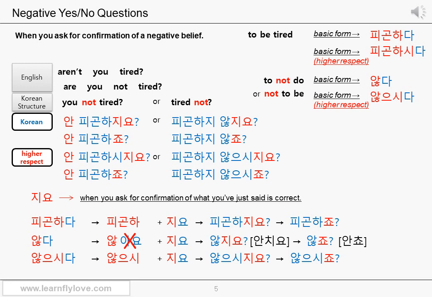Yes, it sounds like, I know you are not tired, right? This 않지요 part can be shortened to 않죠. Yes, it is written 안조, but it actually sounds 안초 because of the final consonant 흐 in the former block. We don't think you need further explanation about the higher respect form. Please take a look at it yourself. Just add 지요 at the end. Let's go to the next page.